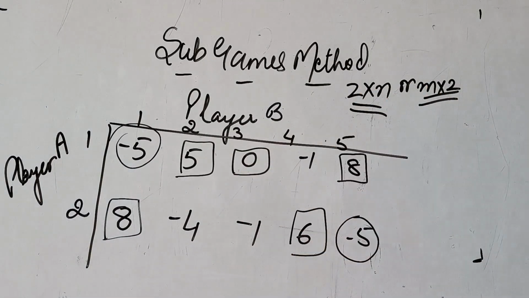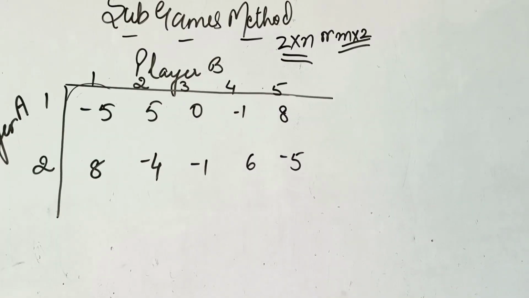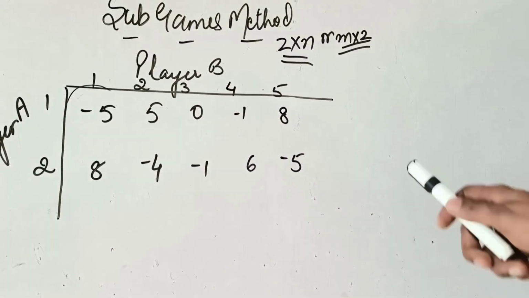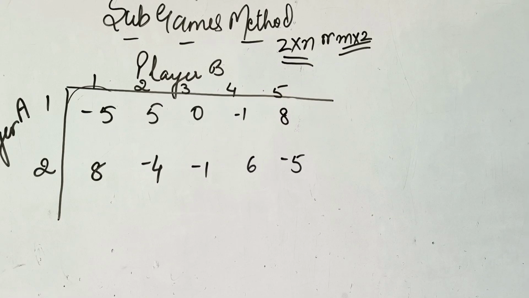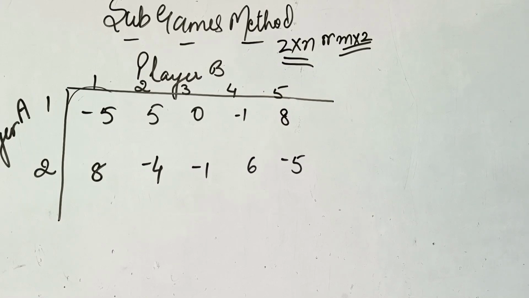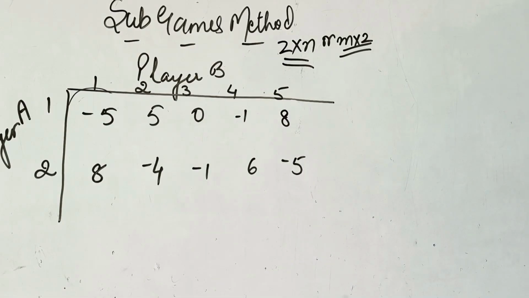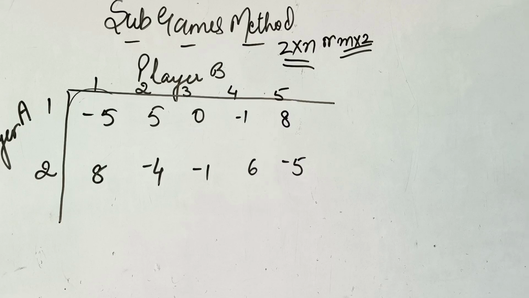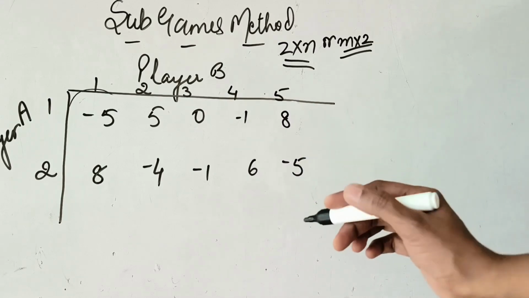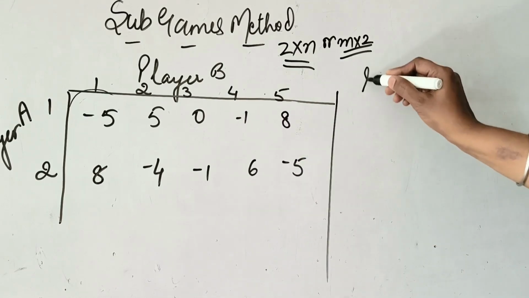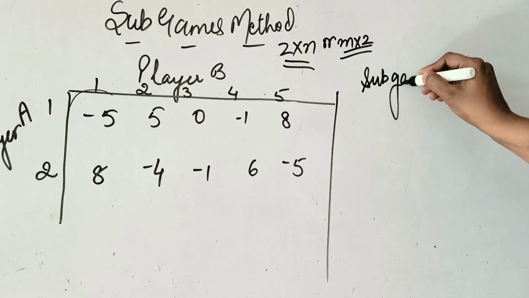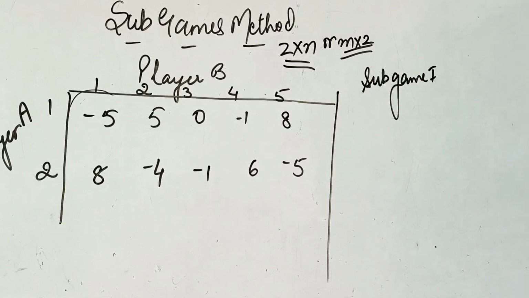Let us write this question clearly once. Now we will start with the process of solving the question with the help of the subgame method. So we have to start by making the subgames out of this entire full game. So we are going to make 2 by 2 subgames so that we can solve them further. So what we will do is we will start with the first subgame. This is my first subgame, subgame 1. So we will name it subgame 1.